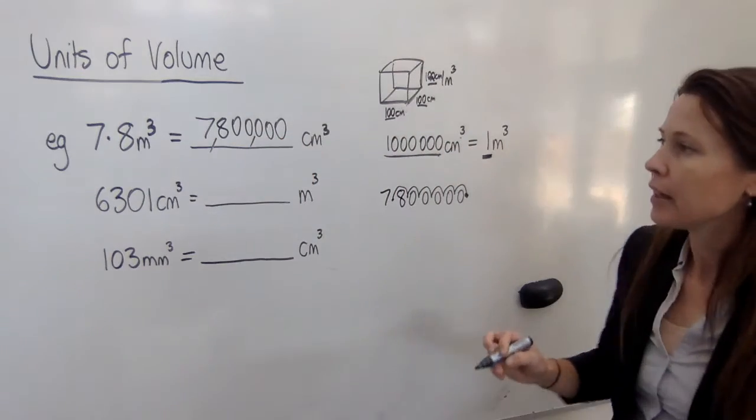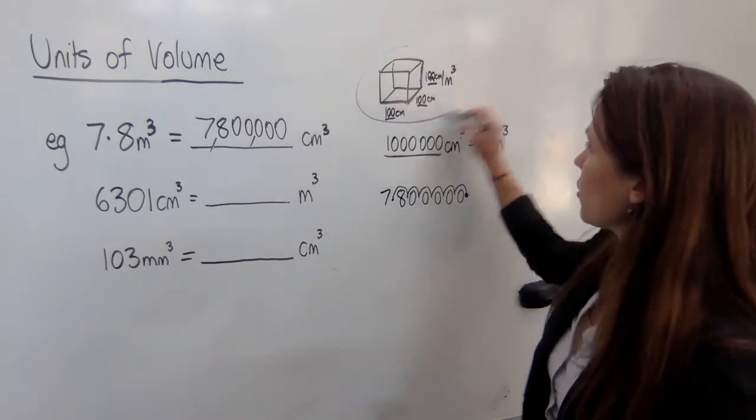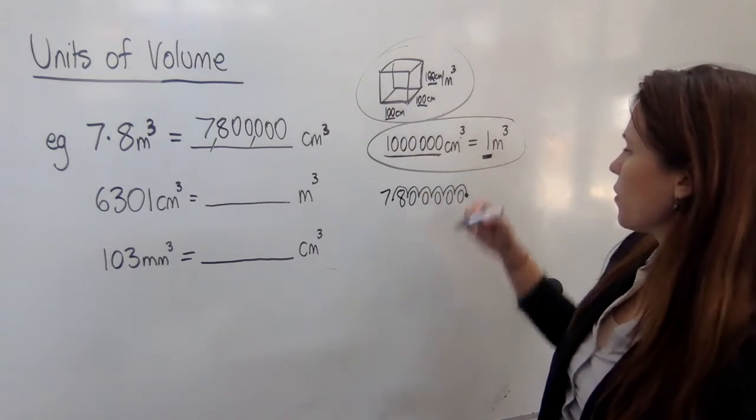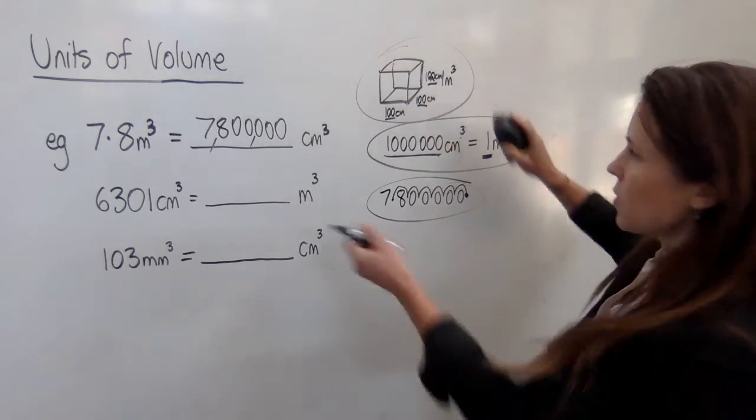it's 7,800,000. Okay, now to do that, I had to draw it, I had to think through my conversion, and then I had to move my decimal. That's the process, okay? So let's have a look at the next one.